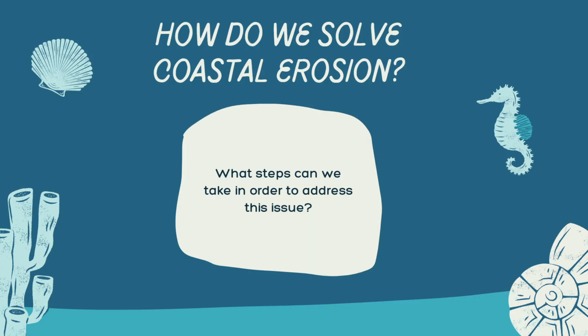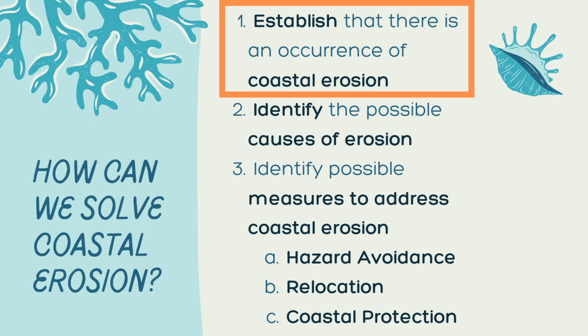Now that we know all of these factors that contribute to coastal erosion, we must now ask the question: how can we solve coastal erosion? What steps can we take in order to address this issue? The first step is to establish that there is an occurrence of coastal erosion. This can be done by superimposing and comparing historical coastal images derived from maps and satellites in order to visualize whether coastal erosion is present in a coast or not.